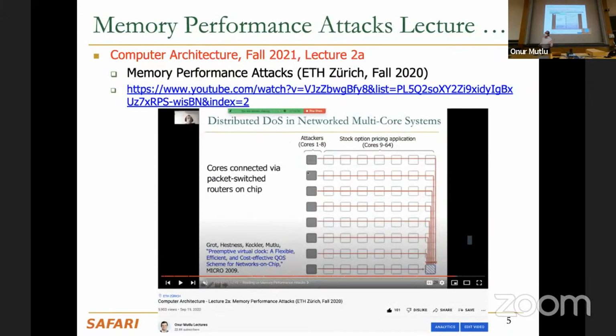Memory performance attacks, which we unfortunately didn't cover, but you can find lectures online. This is actually a fun thing also. You can attack a computer and reduce its performance significantly by destroying the performance of whatever is running on that computer, on the cloud or anywhere, if you're interested.